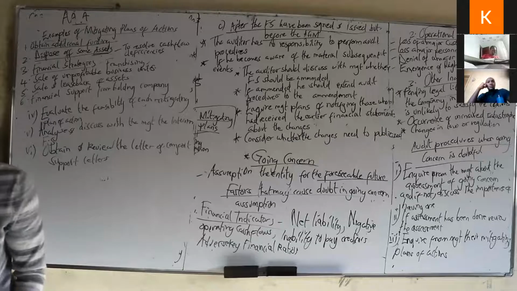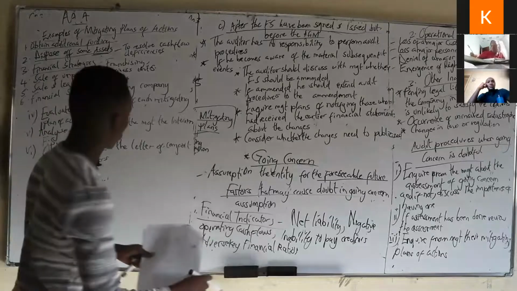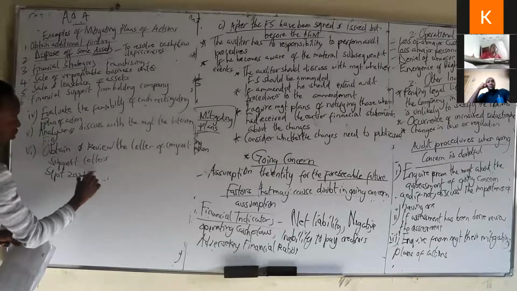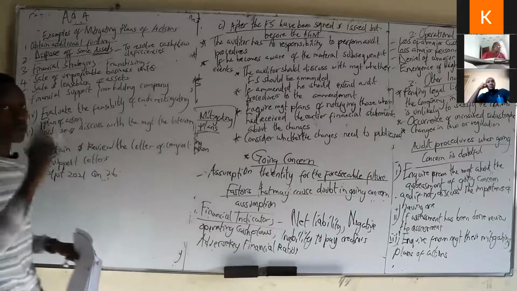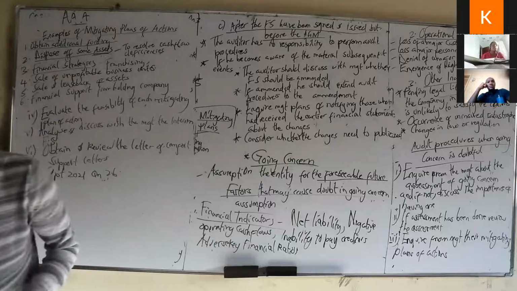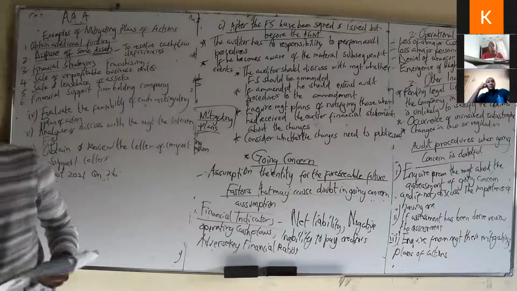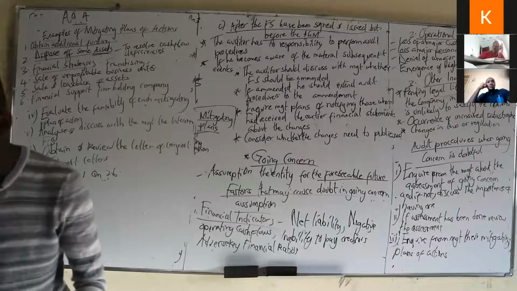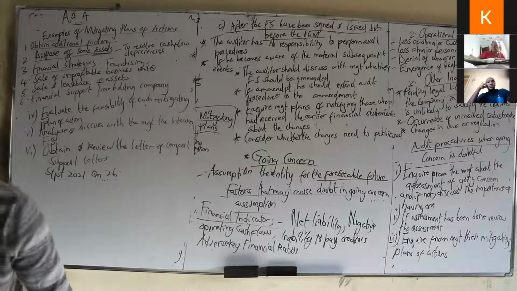September 2021, question 2B. So you're being asked to explain the role of support or comfort letters as evidence in the audit of group financial statements.